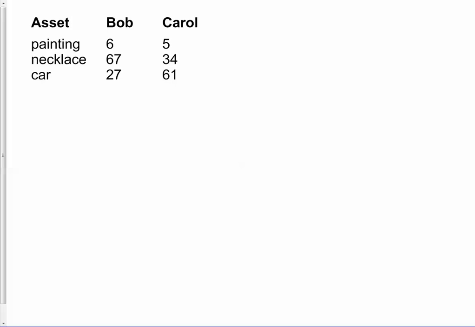What happens next is we initially give each item to whoever gave it more points. So Bob gets the painting and the necklace. Carol gets the car. Now that's an initial allocation, but we will now adjust it. What we want is for both Bob and Carol to end up getting the same number of points. Right now Bob gets 73 points, right? 6 and 67. Carol's getting 61 points. So Bob is getting more points than Carol.